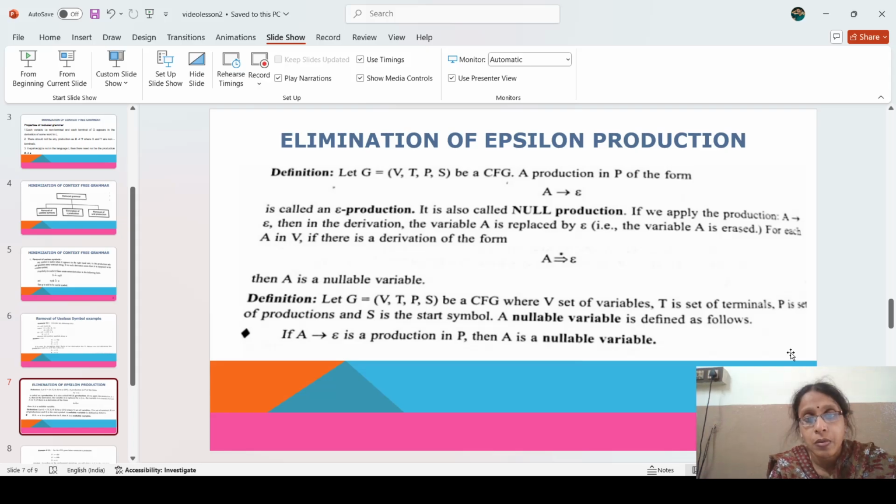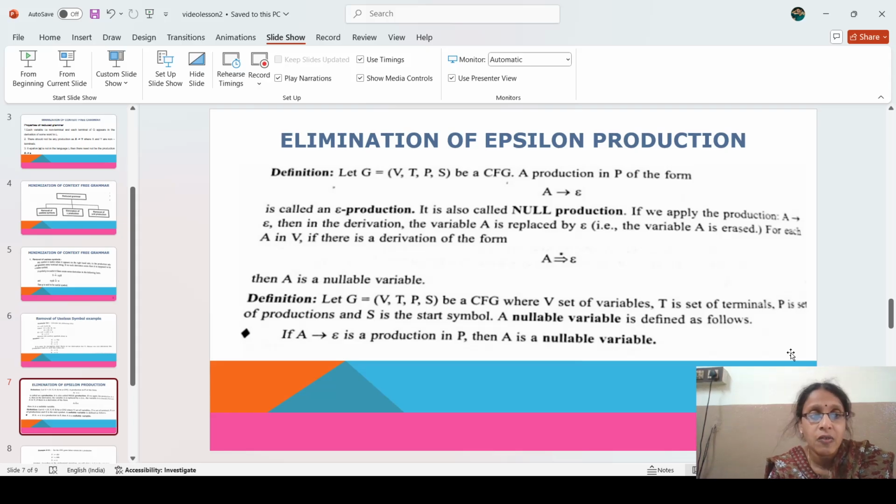Next one, elimination of epsilon productions. In context-free grammar, we use epsilon productions, so we have to remove those. Epsilon production means a production in P of the form A implies epsilon. This epsilon production is also called a null production. If you apply the production A implies epsilon, then in the derivation the variable A is replaced by epsilon, which means the variable A is deleted.